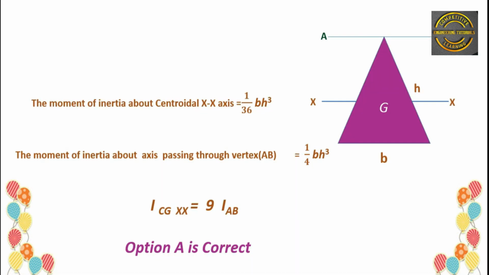Here this one is the explanation. The moment of inertia about centroidal x-axis is 1 by 36 into BH cube. The moment of inertia about the axis passing through the vertex AB is 1 by 4 into BH cube. Finally, the moment of inertia about the vertex axis is equal to 9 times the moment of inertia about the centroidal axis. IAB equal to 9 into Ixx. Option A is correct.